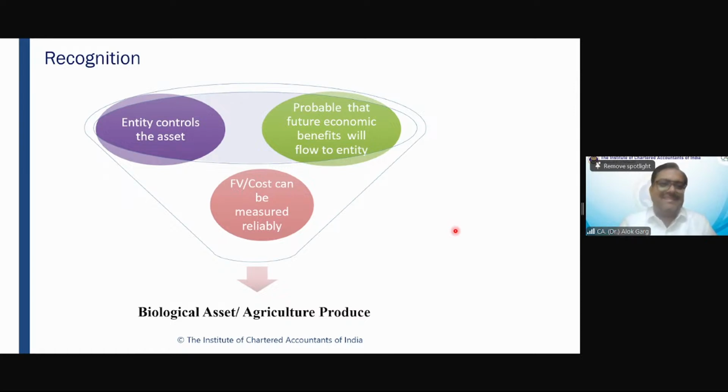So future economic benefit is probable, answer is yes. Fair value can be measured reliably, answer is yes. But can this company recognize this agriculture produce in its balance sheet? No. Why, Hemant? Why no? It's not his own property, belonging to his land or his portion of area. Control. There is no control; basically, this company is not controlling that asset.